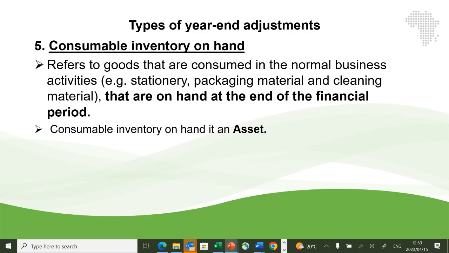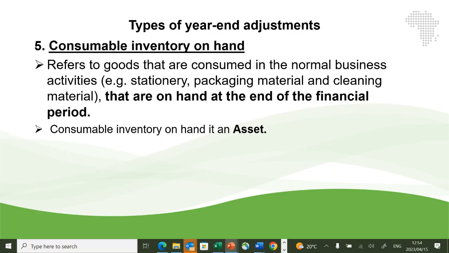Let's then move to consumable inventory on hand. Here we are talking about the goods that are consumed in the normal business activities. For example, in a business, they will buy stationery that they're going to use in the office. So it's going to be used. They are not selling that. The packaging material, they are not selling the packaging material, but they will package whatever product that they are selling. Even the cleaning material that they use for the office or in their building, these are goods that are consumed in the normal business activities. They are not selling them.